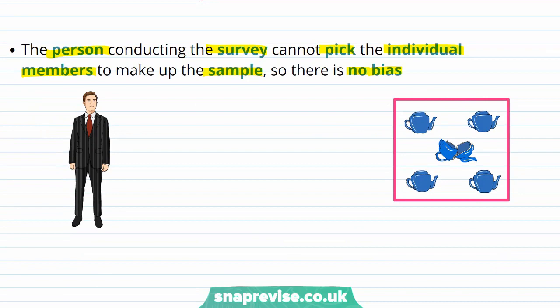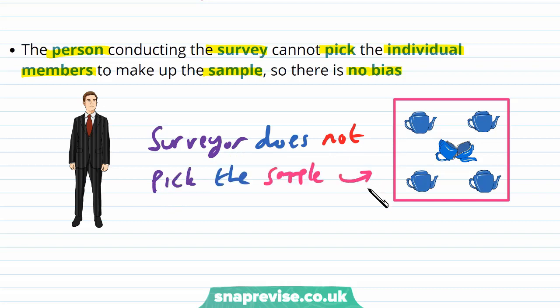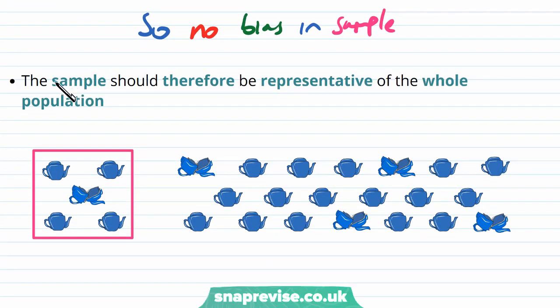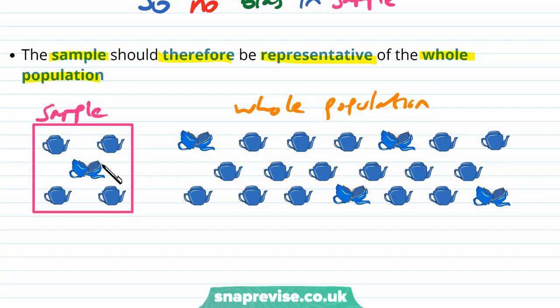Let's say the surveyor, the person conducting the survey, does not actually pick the sample. It is random, and therefore there is no bias in the sample. The sample should therefore be representative of the whole population. If we consider our sample taken from the whole population via random sampling, then our proportion of faulty teapots in the sample should correspond precisely to the proportion of faulty teapots in the whole population.